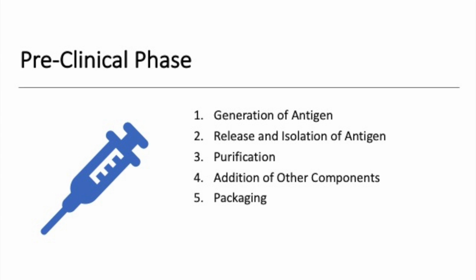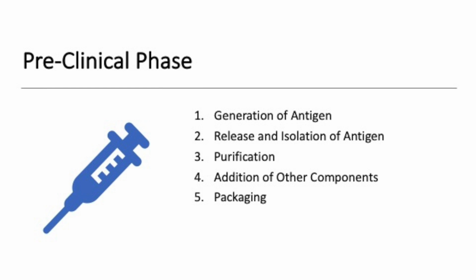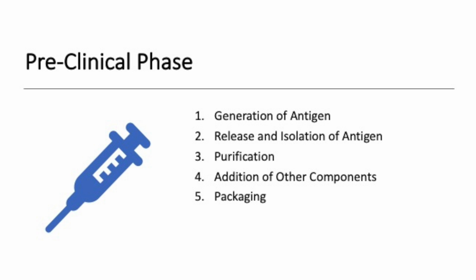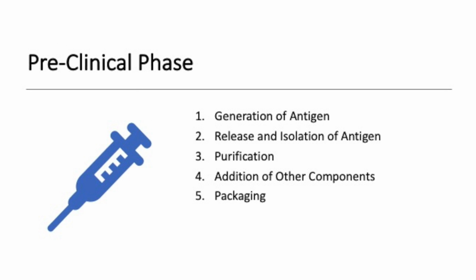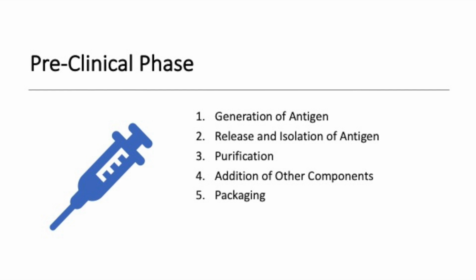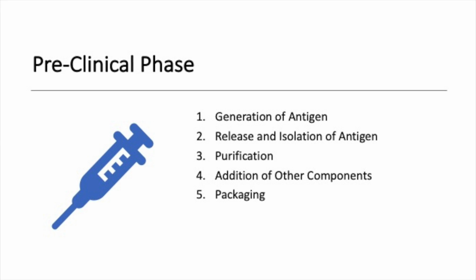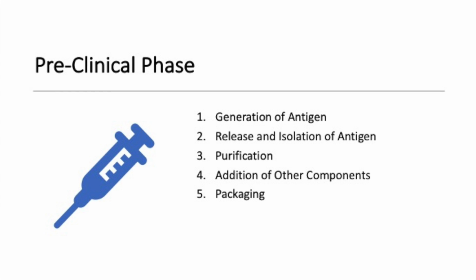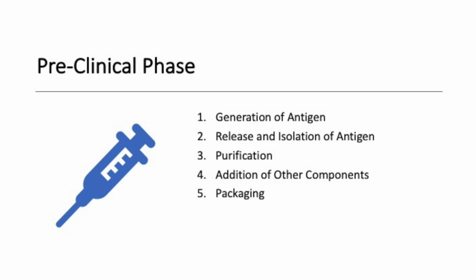The second step is to release and isolate the antigen. Scientists must find a way to separate the antigen from the cells that they were grown in. The third step is the purification step, and this is done in order to produce high-quality vaccine. Some of the techniques used in antigen purification are the same ones used in protein purification. For example, stuff like separation that involves differences in size, binding affinity, or even biological activity.